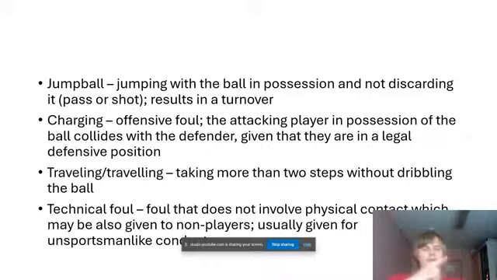So traveling. That means taking more than 2 steps without dribbling the ball. Meaning, if you really want to go somewhere with the ball, dribble. Make it touch the ground. Make it touch the court. Don't carry it like a young child, not knowing what to do with it. Dribble it and pass it to people.